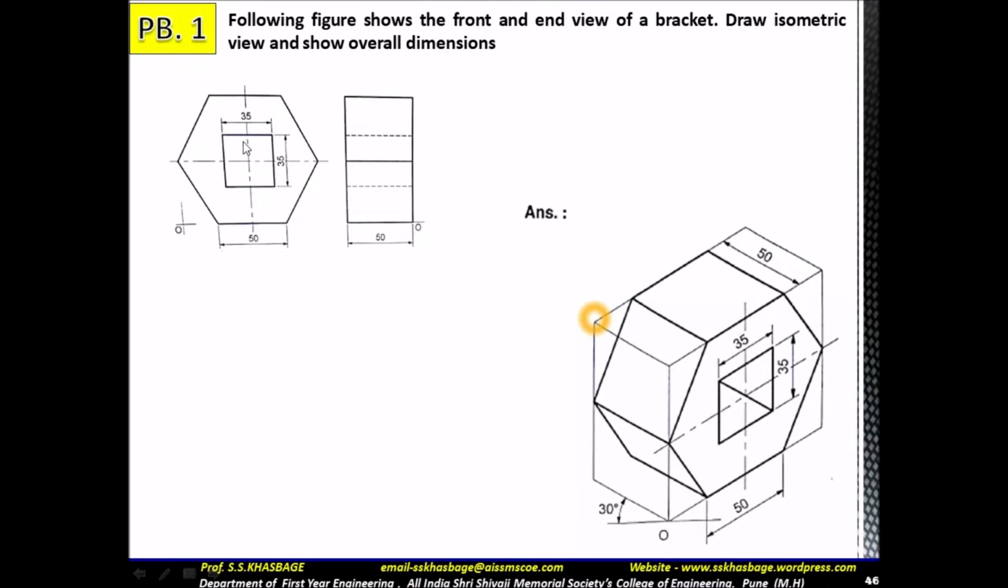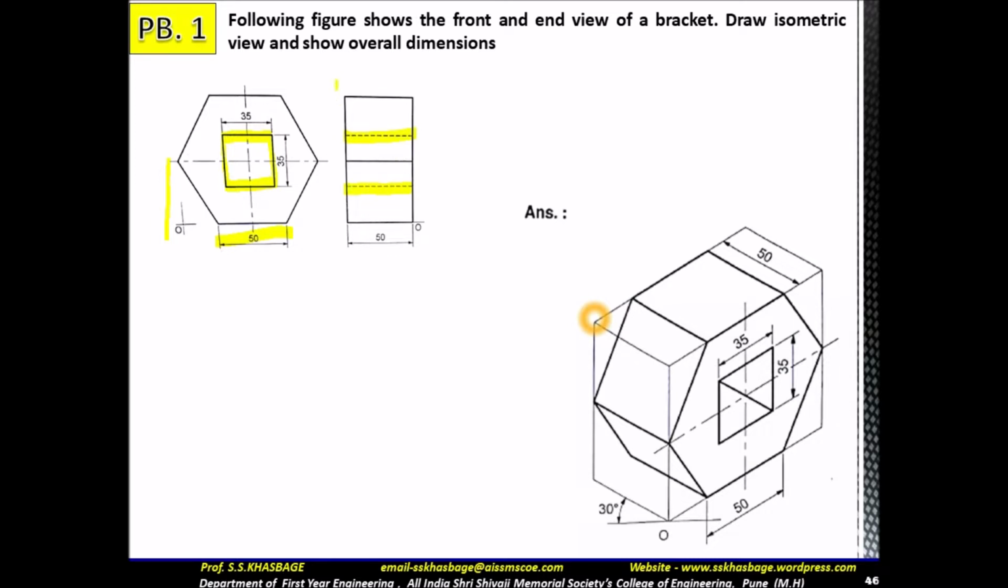In this particular problem, one hexagon is given, and for this hexagon side 50 mm is mentioned, and no other information is given regarding this inclination or this distance. Within this hexagonal plane there is one square hole. Why is it a hole? Because it is shown with the help of a dotted line in the side view.